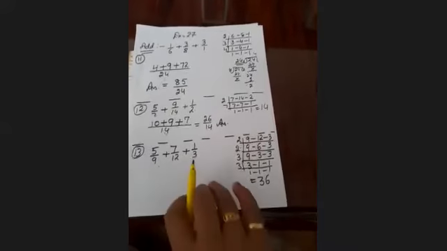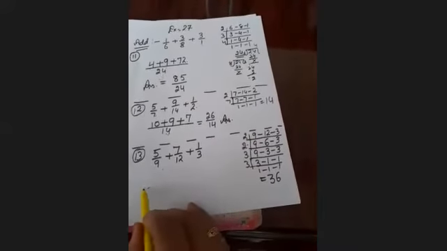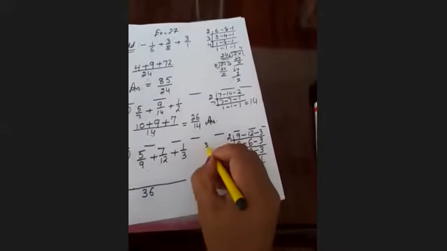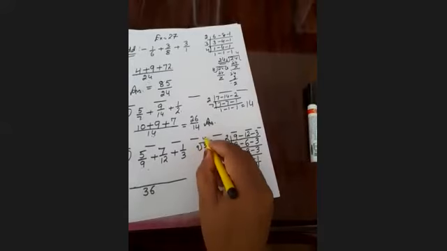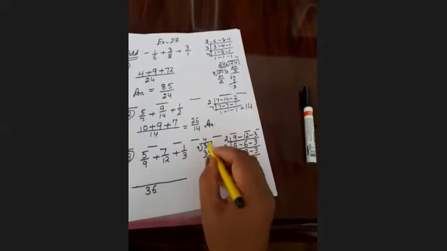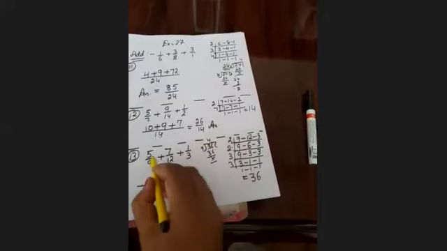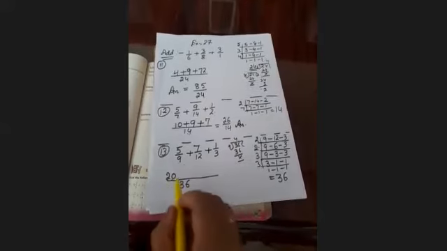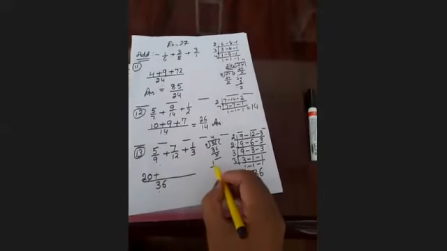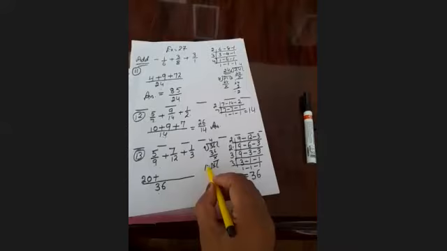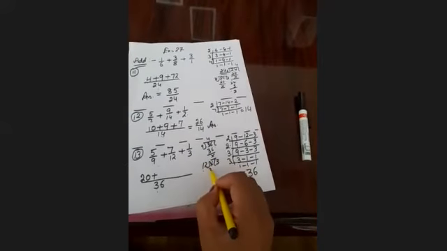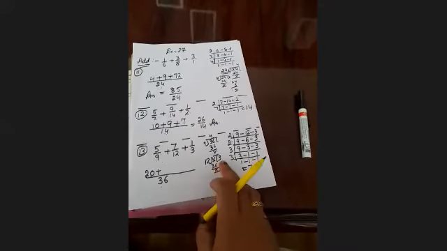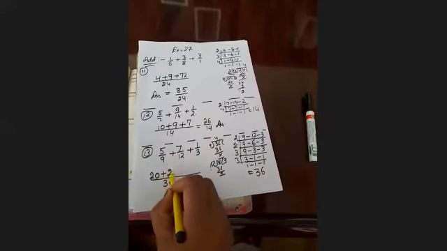LCM is 36. Now, 36 divide by 9. 9, 4 are 36. And 4 multiplied by 5, 20. Plus 36 divide by 12. 12, 3 are 36, and 3, 7 are 21.